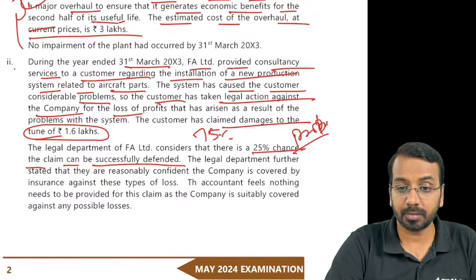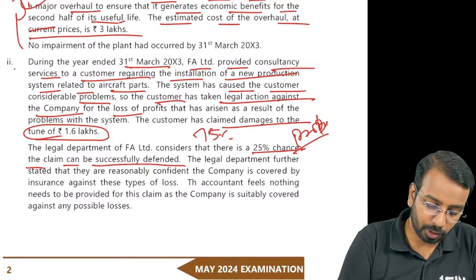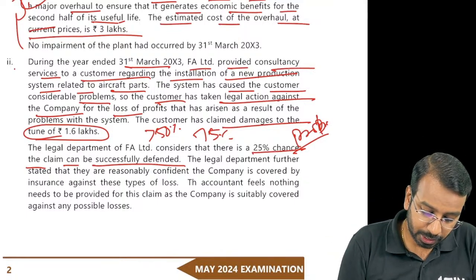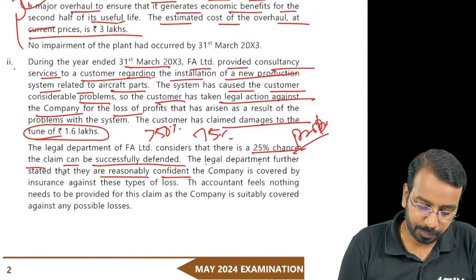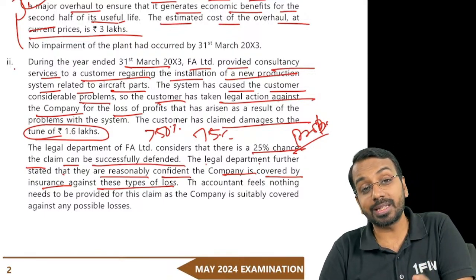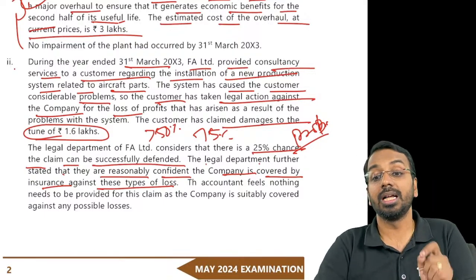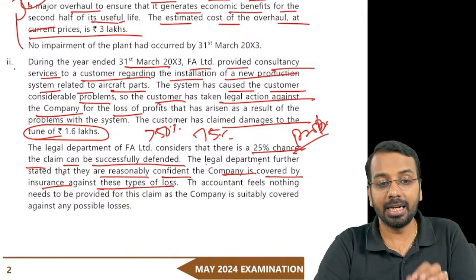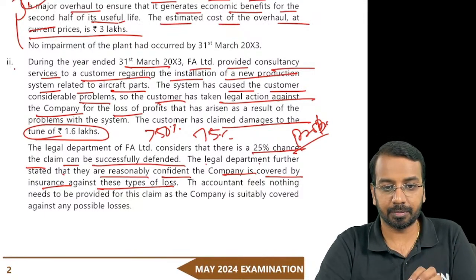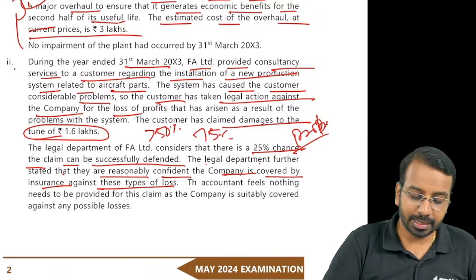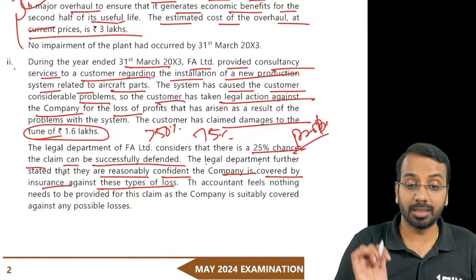Probable because it is greater than 50%. Probable, so we have to create a provision. The legal department further stated that they are reasonably confident the company is covered by insurance against this type of loss. Now please remember, as we have discussed in class also, insurance receivable is an independent part. It has to be considered separately under contingent asset.